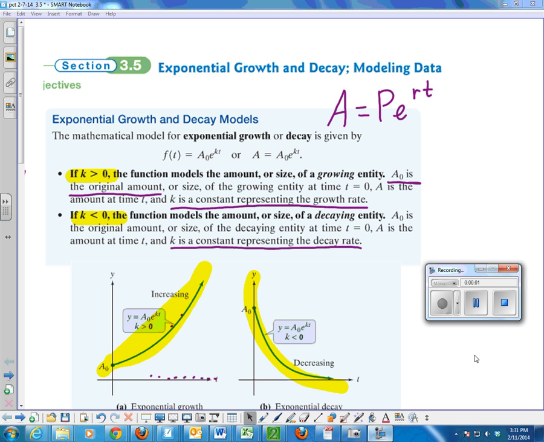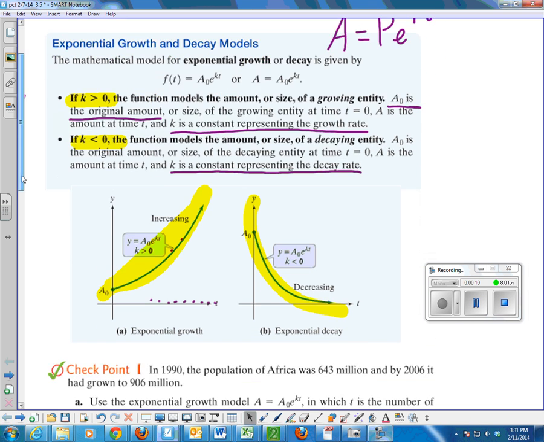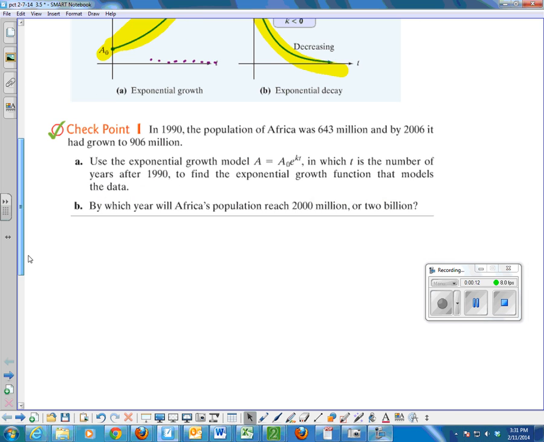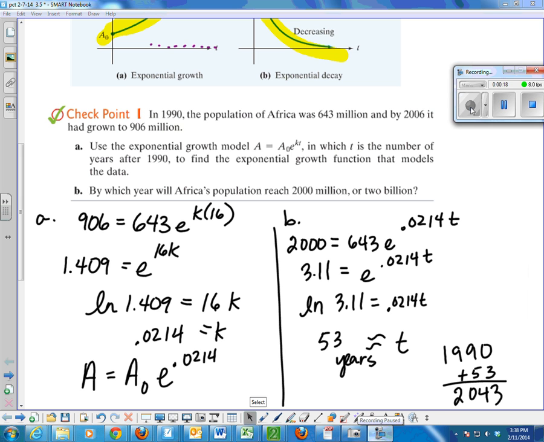Okay, so yesterday we began talking about exponential growth and decay equations. Please have your notes out for that or pick up an extra out of the colored folders. I'm going to go ahead and do the example for checkpoint 1, and then you can follow along after I have the work down for that.